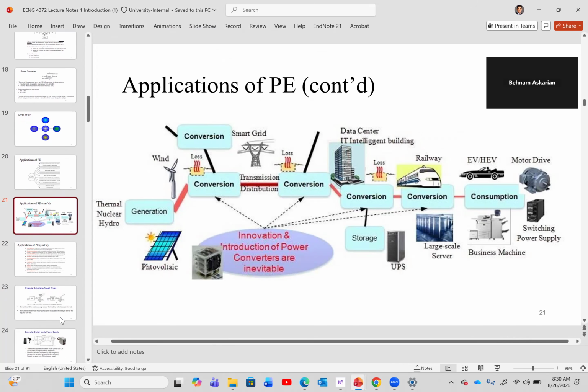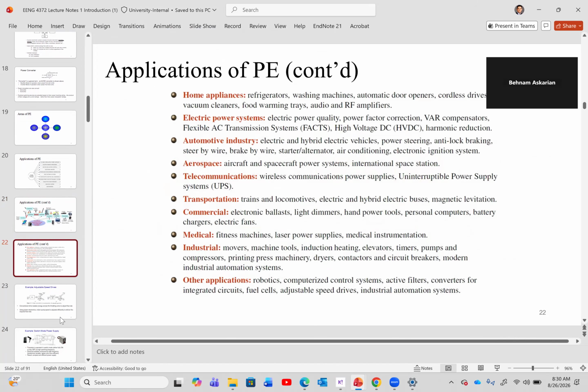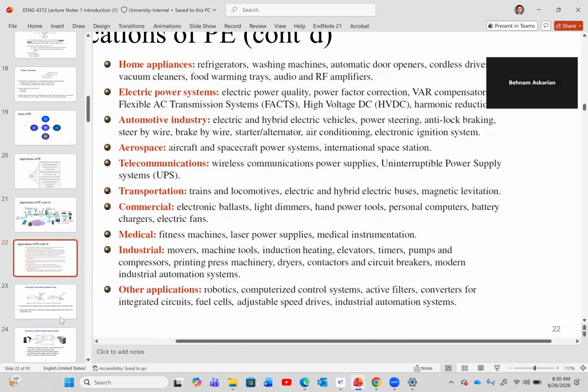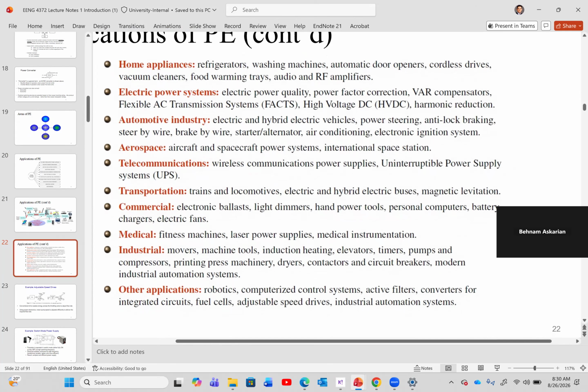So now, some applications of it, for example, home appliances, we have it in the refrigerators, as mentioned, for inverter motors, washing machines, automatic door openers, cordless drives, vacuum cleaners, food warming trays, audios, and RF amplifiers.